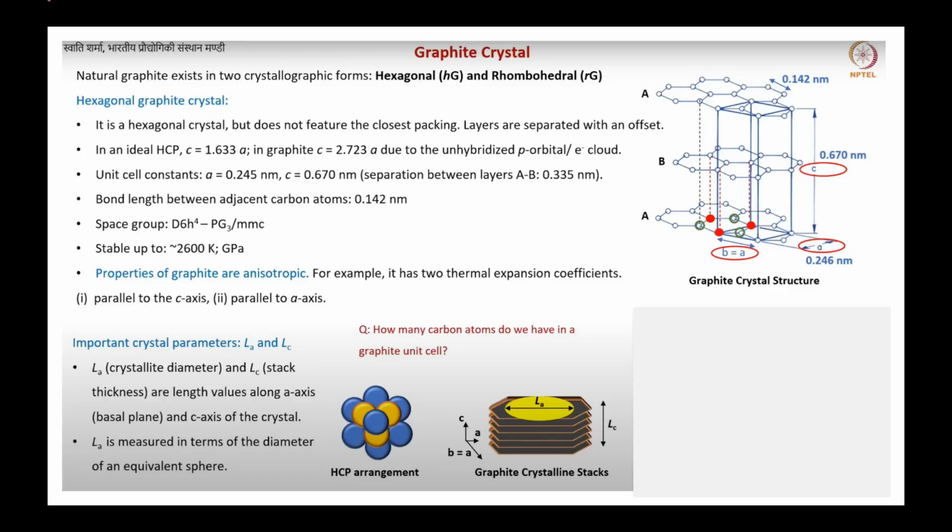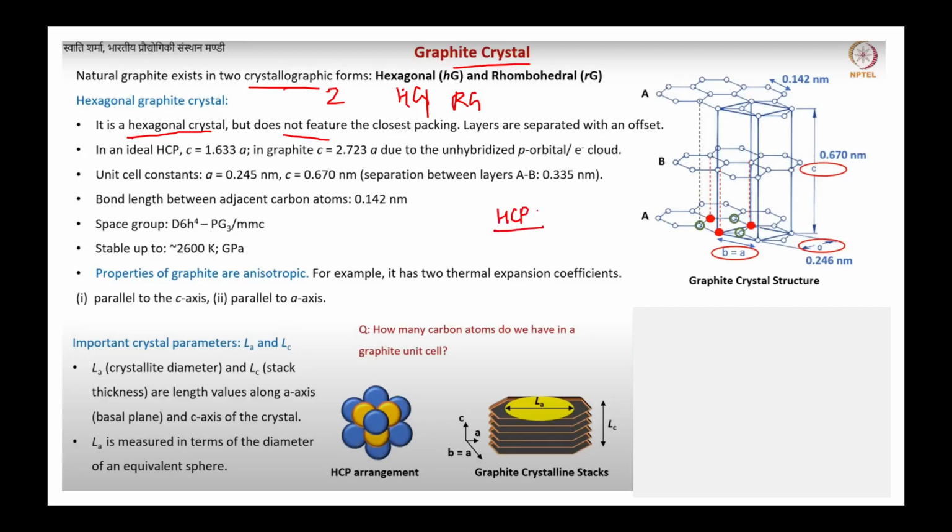So the graphite crystals, natural graphite crystals. Basically it has two crystallographic forms, which I said in the previous slide: hexagonal graphite and rhombohedral. Hexagonal graphite crystal is, by the name itself, clear: hexagonal crystals. But it is not the hexagonal close pack, right? There is a difference.